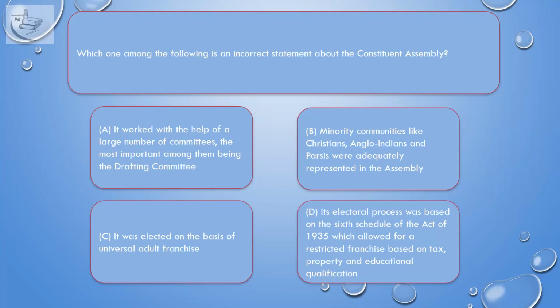Question: which one among the following is an incorrect statement about the Constituent Assembly? A. It worked with the help of a large number of committees, the most important among them being the drafting committee. B. Minority communities like Christians, Anglo-Indians and Parsis were adequately represented in the assembly. C. It was elected on the basis of universal adult franchise. D. Its electoral process was based on the 6th schedule of the Act of 1935, which allowed for a restricted franchise based on tax, property and educational qualification.